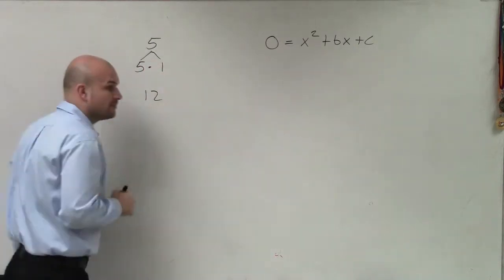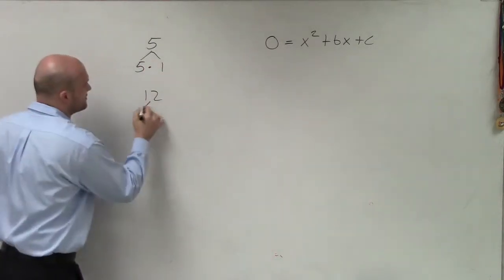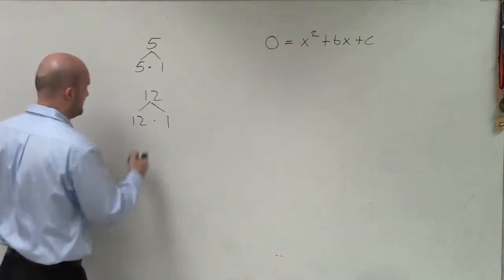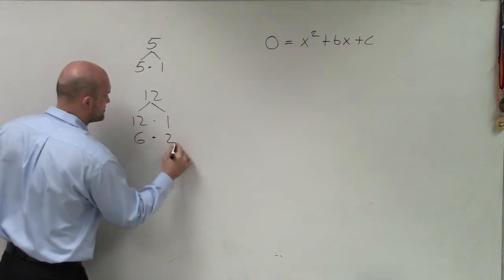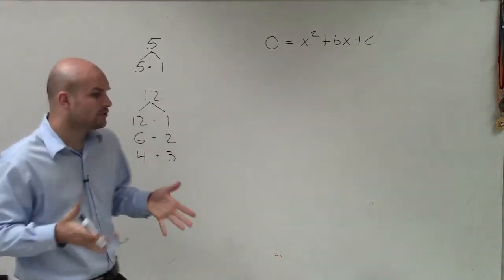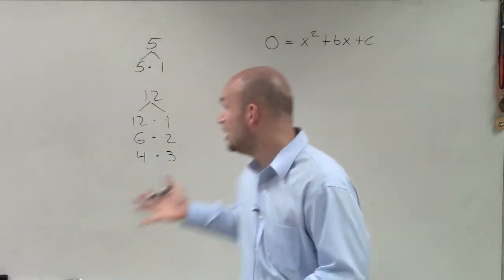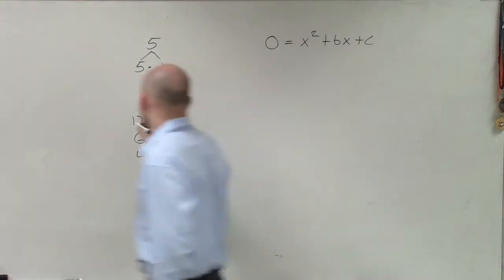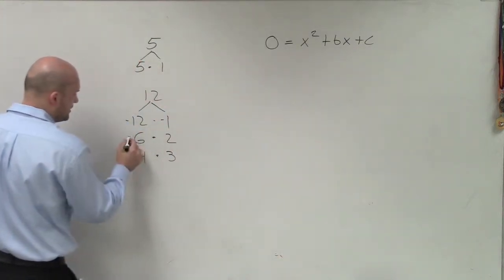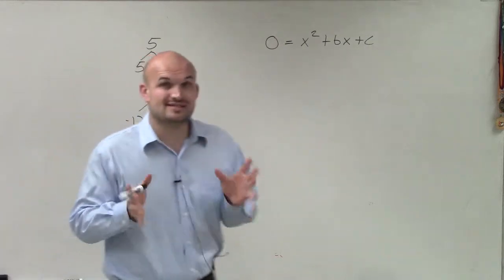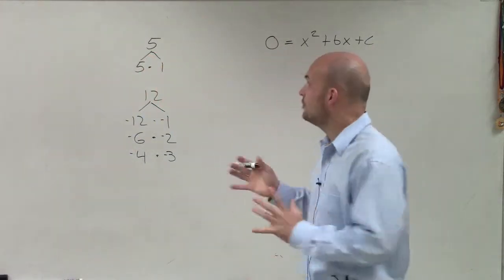Then what about the factors of 12? Well, we know that the factors of 12 are definitely 12 times 1, but there's more than one set of factors. We could do 6 times 2. We could do 4 times 3. And not only can we do the positive values of these factors, but we could also do negative. For instance, if I want to multiply to 12, I could have negative 12, negative 1, negative 6, negative 2, negative 4, negative 3. So there's actually double the amount of sets that we could have for those types of factors.